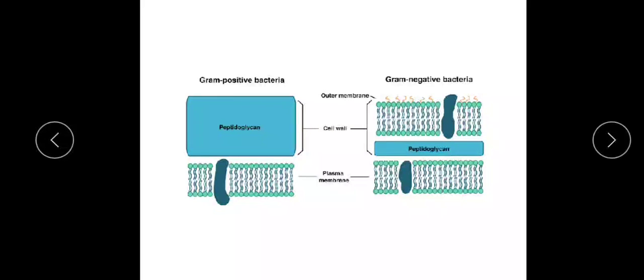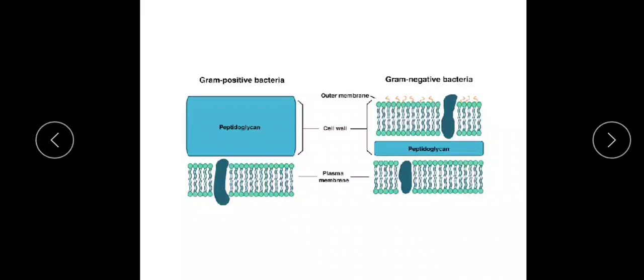First function is it binds to the peptidoglycan layer and connects the peptidoglycan layer and the plasma membrane. Second function is regulation of autolysins, and third function is it controls the cell cycle or cell division. That is all about gram positive bacteria's cell wall.